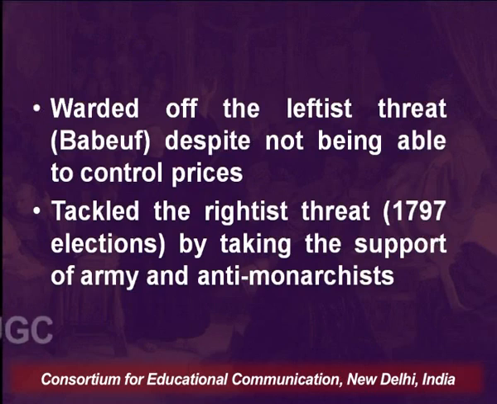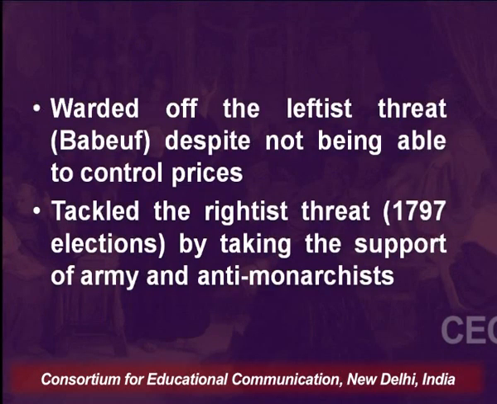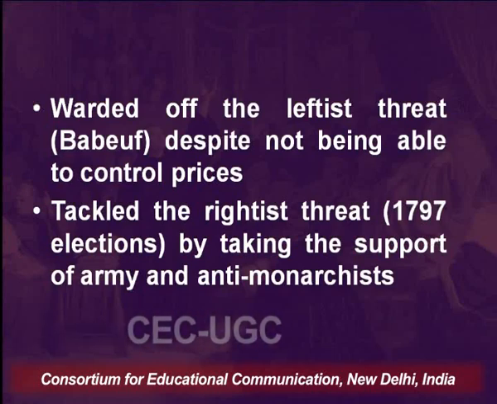Then the rightist threat was also warded off because in 1797 elections, about which I will talk to you in the subsequent lecture in detail, that election had returned a lot of monarchists, or I would say constitutional monarchists. So the directory ensured that even they don't come to power, and for this they resorted to several manipulations, even taking the help of army.